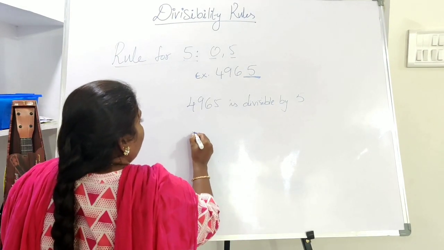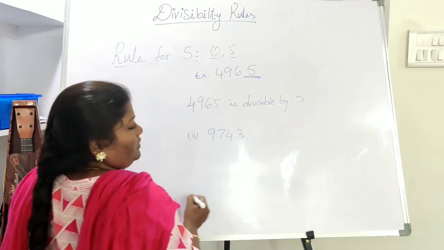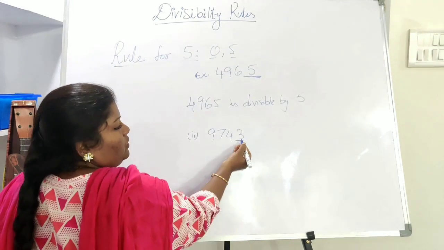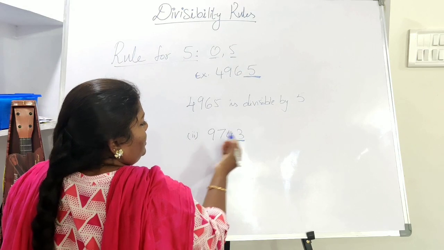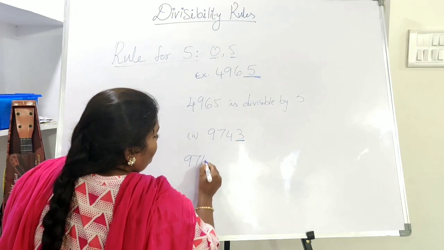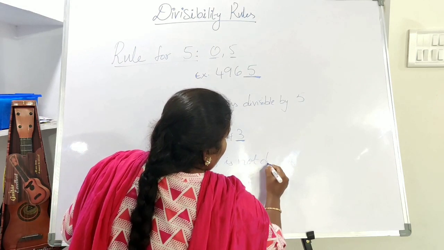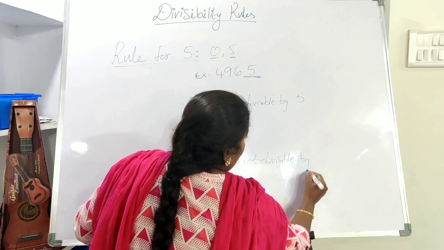So next example, 9743. Now what is the last digit? The last digit is 3, because you should have either 0 or 5, but here you have 3. That means 9743 is not divisible by 5.